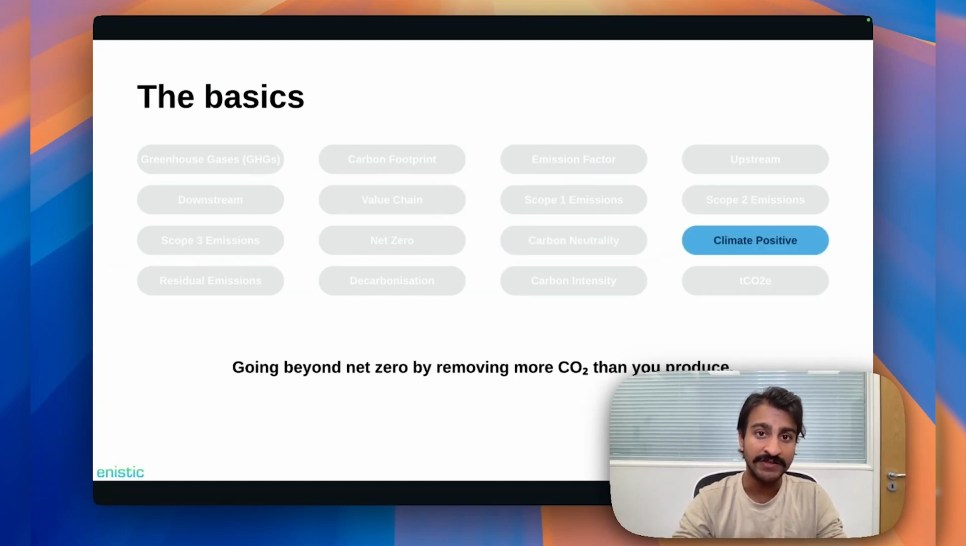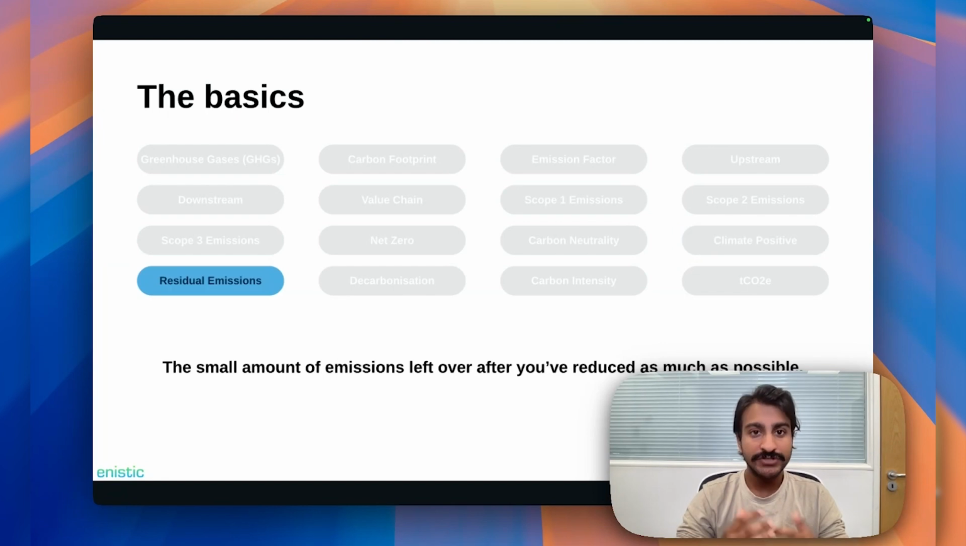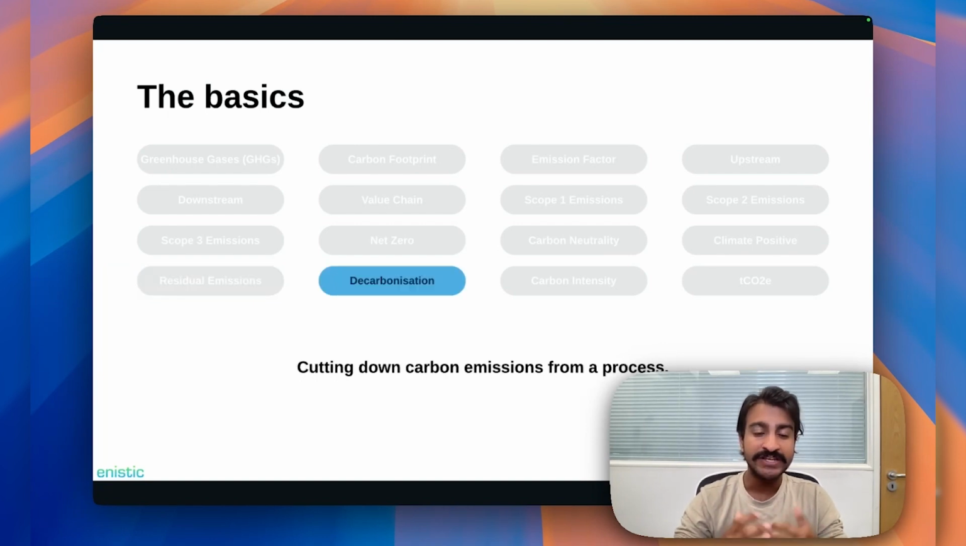Climate positivity is going beyond net zero by removing more CO2 than you produce. This could be through forestry or planting trees or carbon capture, while your business's emissions are at net zero. Residual emissions are the small amount of emissions left over after you've reduced as much as possible. These are also sometimes referred to as unavoidable emissions or hard to abate emissions. Shipping and aviation, concrete, cement, heavy manufacturing all fall into this category.